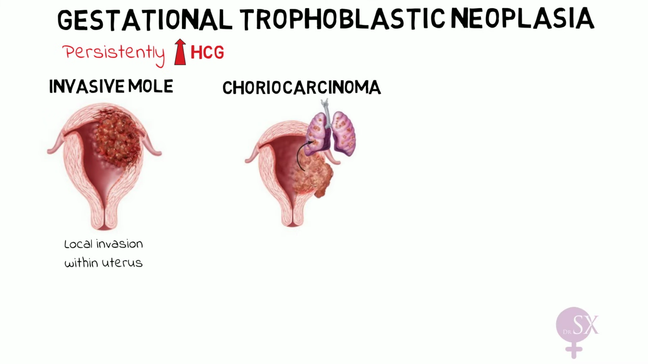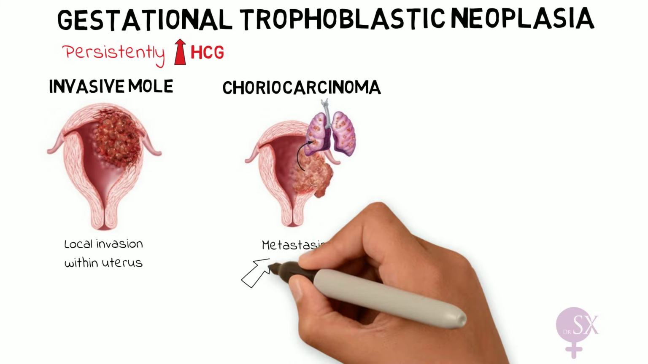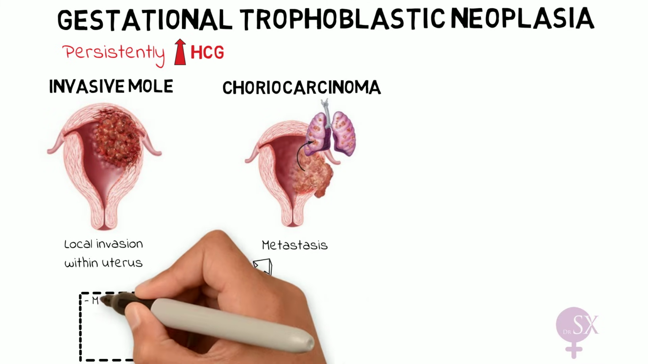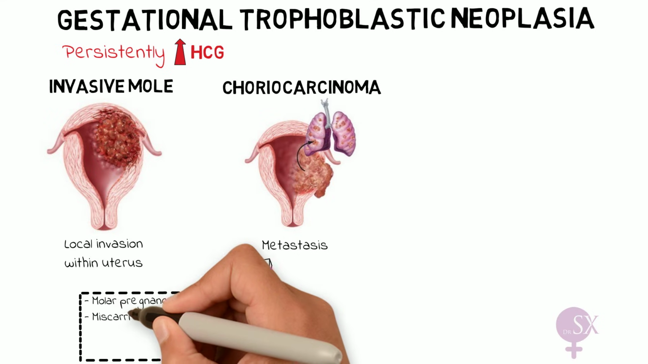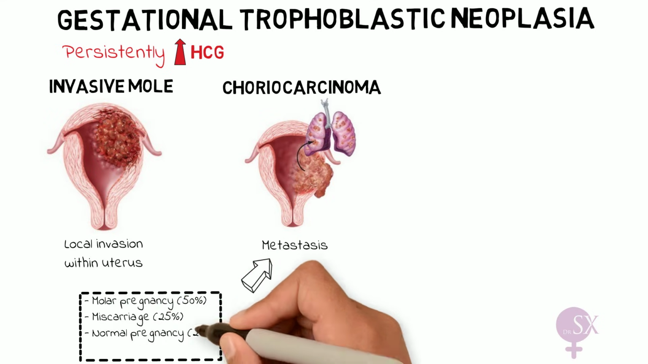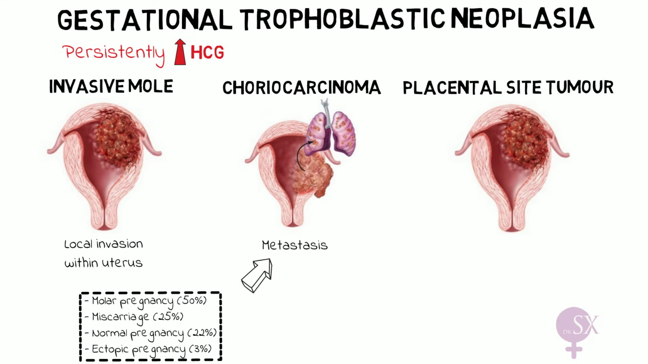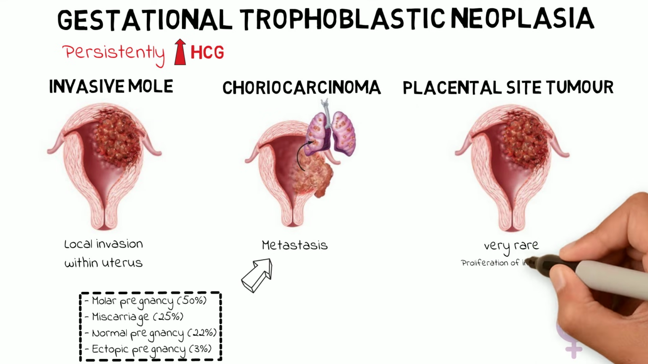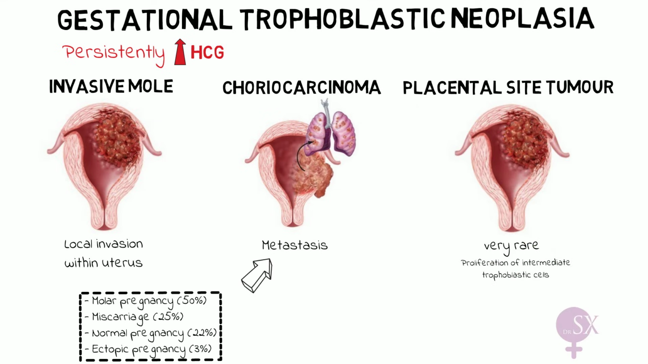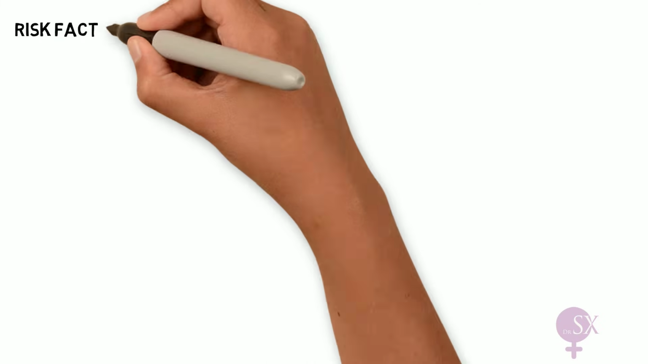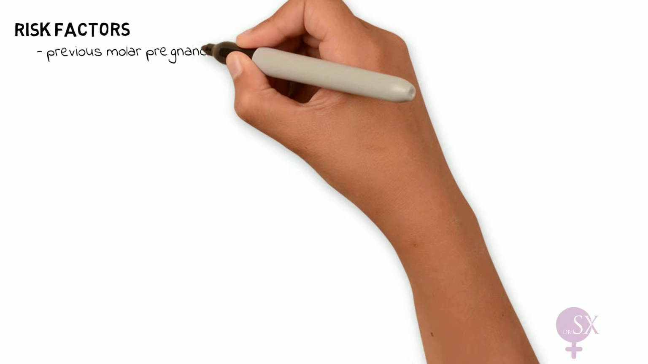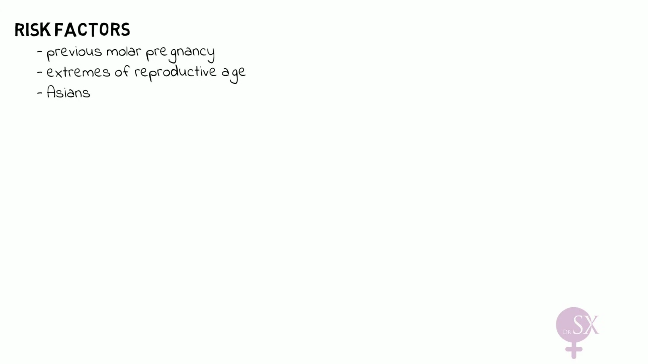Choriocarcinoma, where invasion goes beyond the uterus and can metastasize, classically to the lungs. Choriocarcinoma can develop from the following. So we've got molar pregnancy, 50%, miscarriage, 25%, normal pregnancy, 22%, and ectopic pregnancy, 3%. We've also got the placental site tumor, which is very rare and arises from intermediate trophoblast. Good, so next moving on to the risk factors for a molar pregnancy. These include a previous molar pregnancy, extremes of reproductive age, and Asian ethnicity.